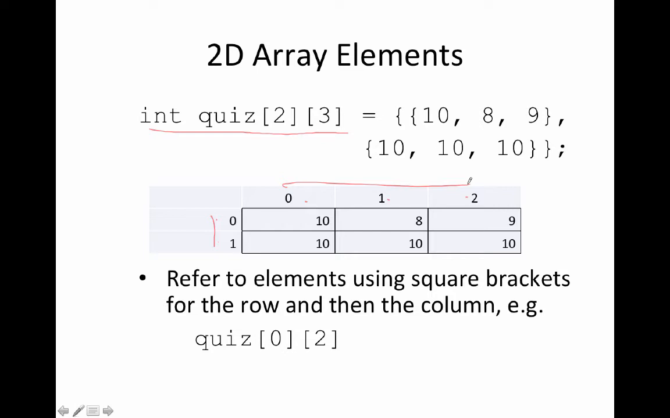Now to refer to individual elements, we use square brackets, first for the row and then the column. So for example, quiz[0][2], so 0 is the index for the row, 2 is the index for the column. So 0 for the row, 2 for the column, gives me this element here, which has the value of 9.